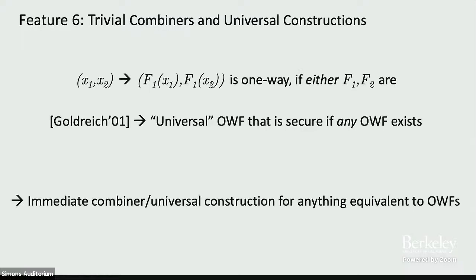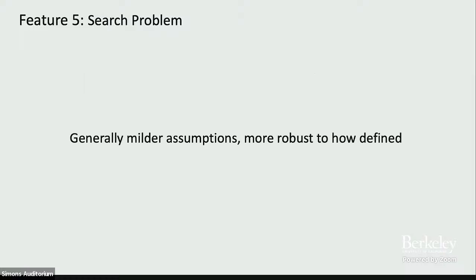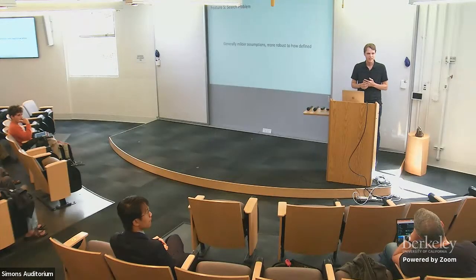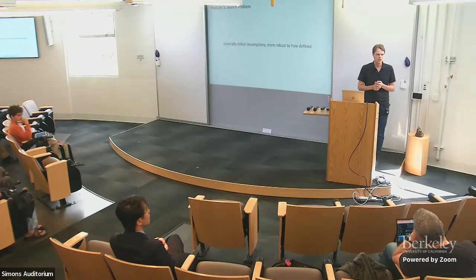Here's another one. Maybe this one is optional. I don't know. Why is it obvious that search is better? I mean, it's not obvious on the face of it, but at least as it relates to some of these other things we would want, search assumptions are more robust. They tend to be milder, right? Like discrete log is a milder assumption than DDH. And also they often tend to be simpler, I guess.